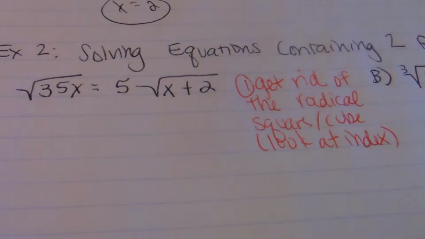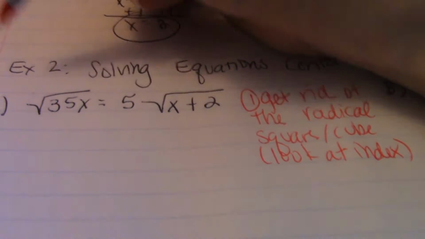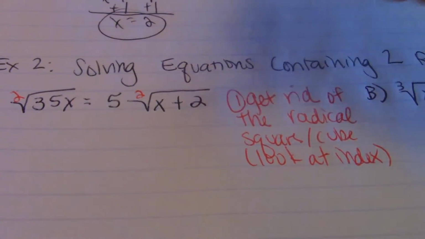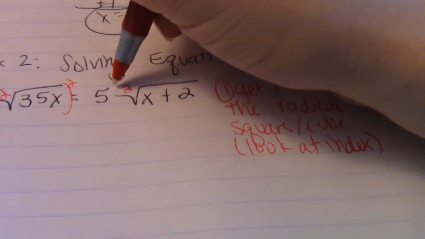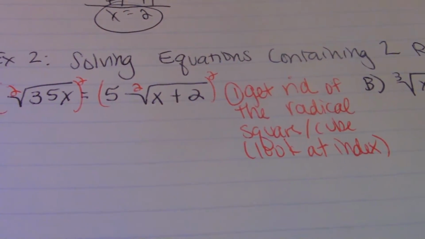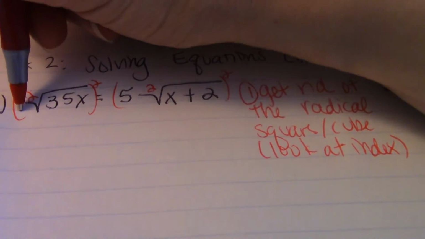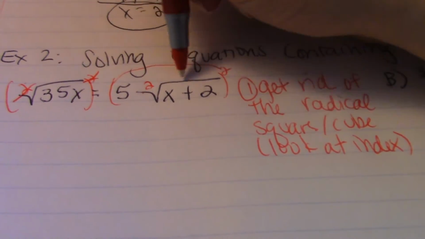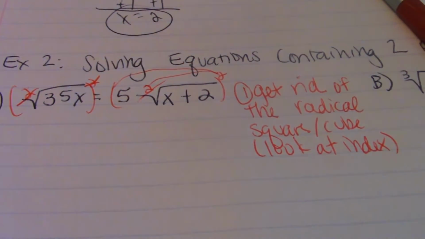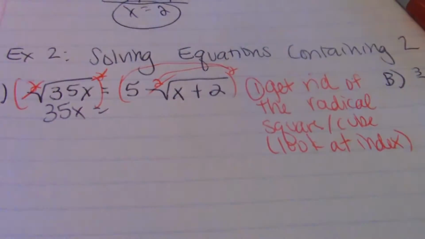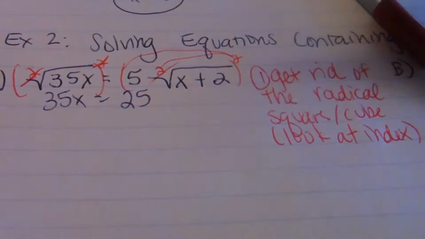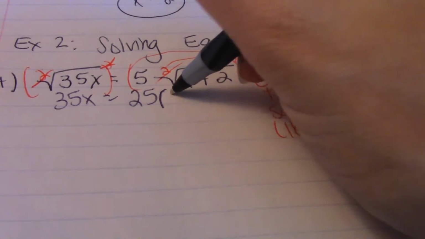Remember, if we don't see a number here, what number is here? It is a 2. So to get rid of the 2, we need to take both sides and square it. That means now the square root and the square go away on both sides. But that 2 also goes to that 5, as well as that square root there. Because this crosses out over here, it's just 35x. But now I have to square my 5, which is 25. And I need to take this out of the square root here, so it's just x plus 2.